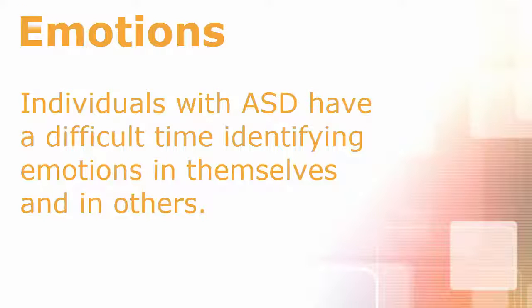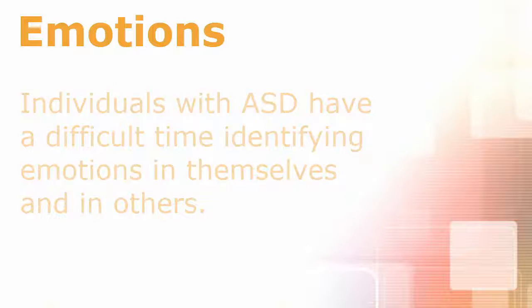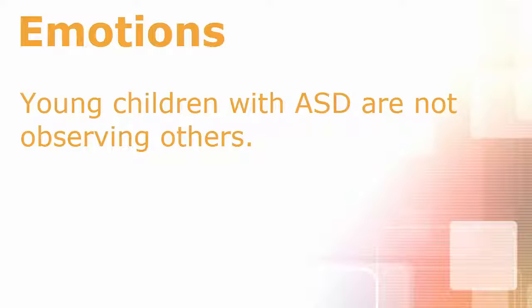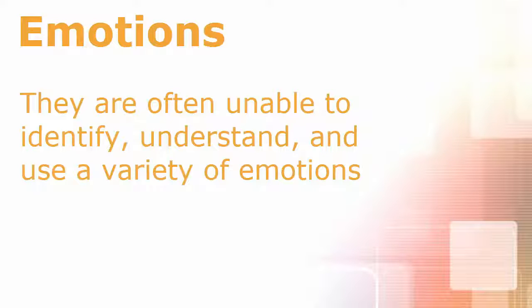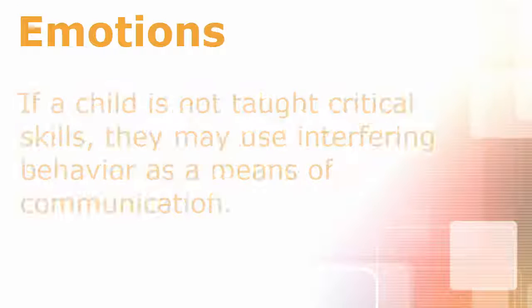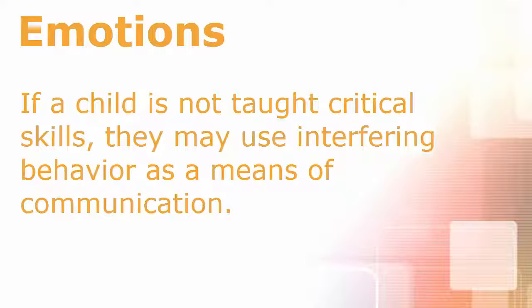Remember, individuals with ASD have a difficult time identifying emotions in themselves and in others. Due to the characteristics of autism, young children with ASD are not observing others and are often unable to identify, understand, and use a variety of emotions and their corresponding facial expressions, gestures, body language, or even tone of voice. If a child is not taught critical skills such as emotional identification, appropriate ways to express emotions, as well as means for regulating emotions, then they may use interfering behavior as a means of communication.